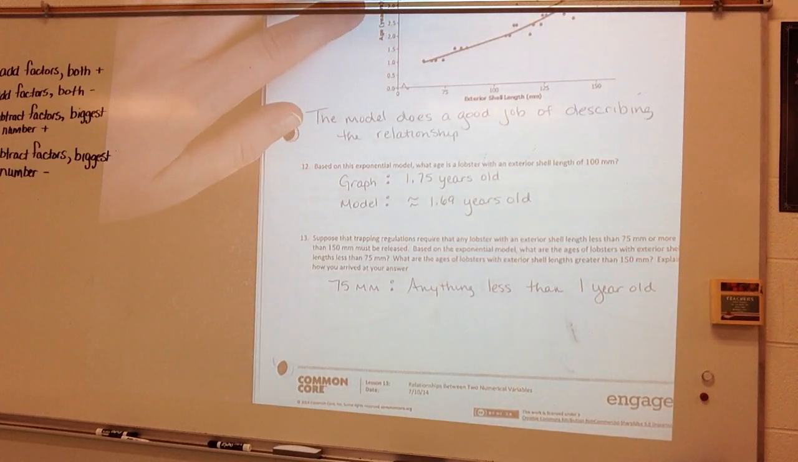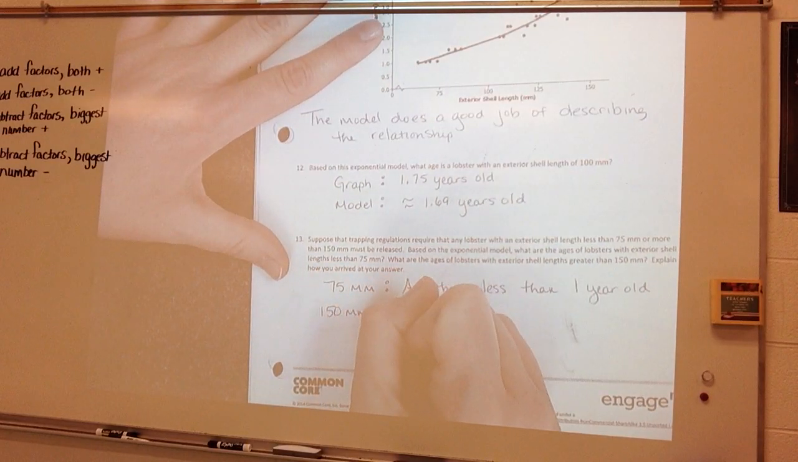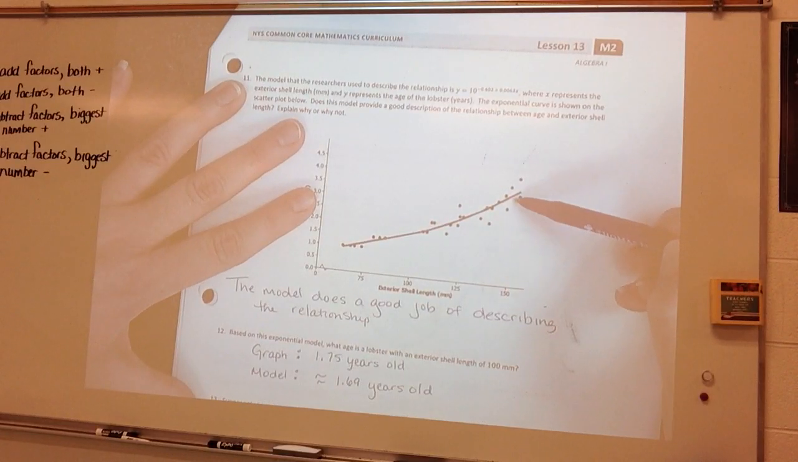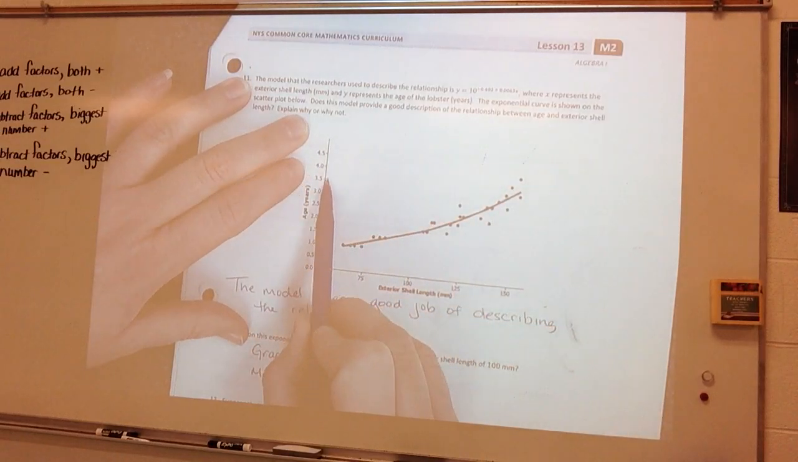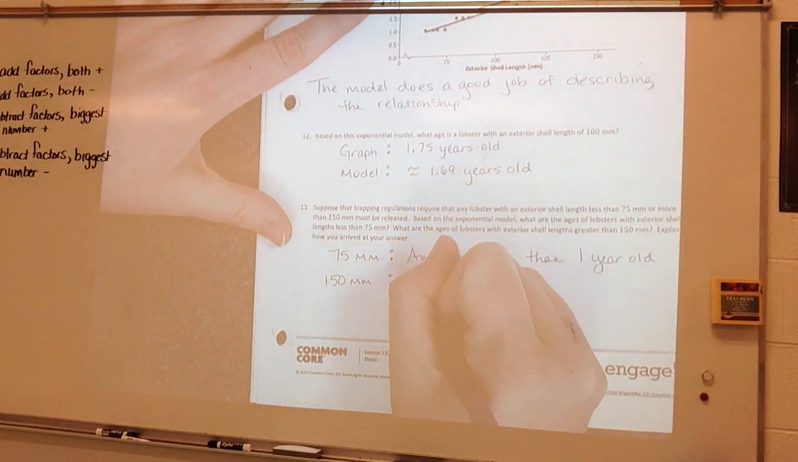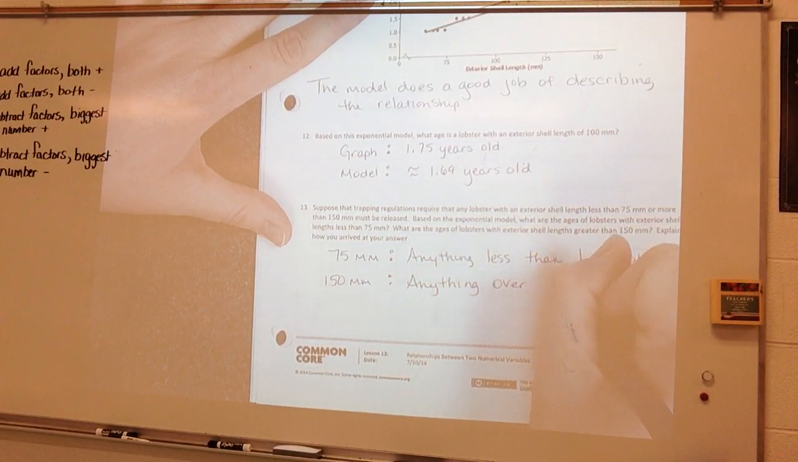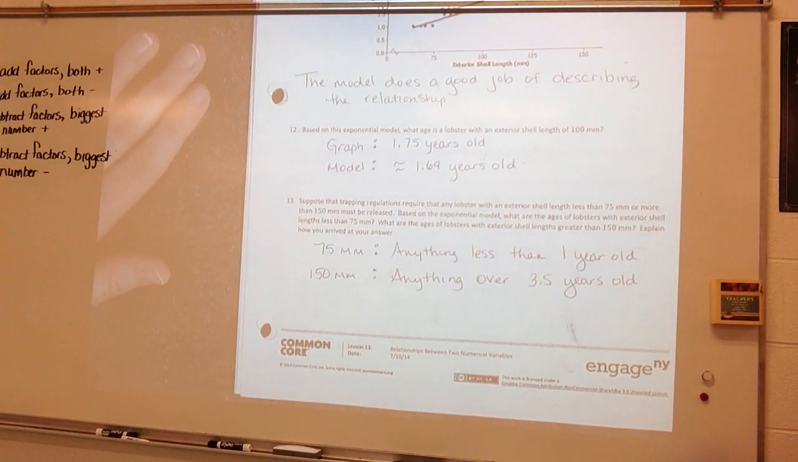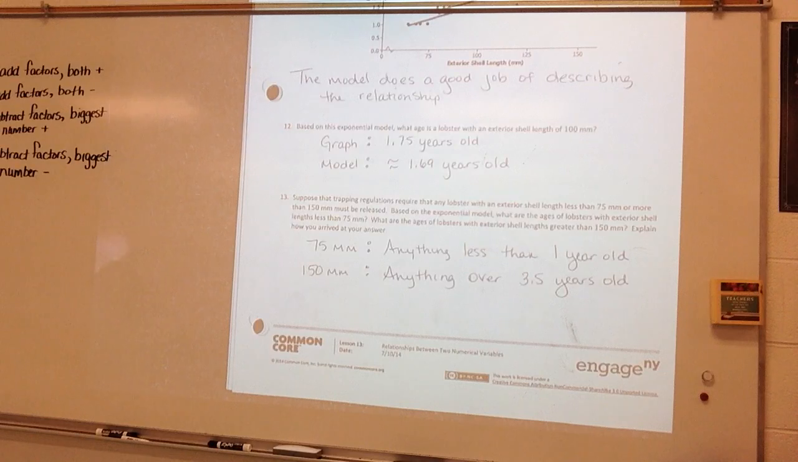All right, what are the ages with the exterior shell length of greater than 150 millimeters? Let's go and look at 150 millimeters would be, what, 3.5 years old? So anything over 3.5 years old. So if the lobster is less than a year old, they would have to let it go. If a lobster is older than 3.5 years old, they would have to let it go. Okay? And that's just based on the model.